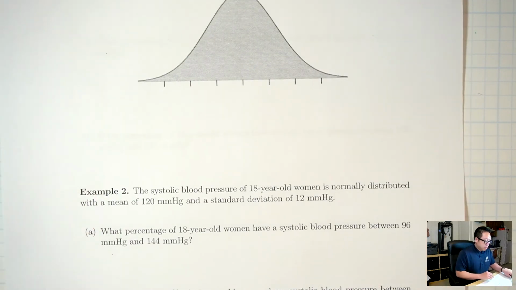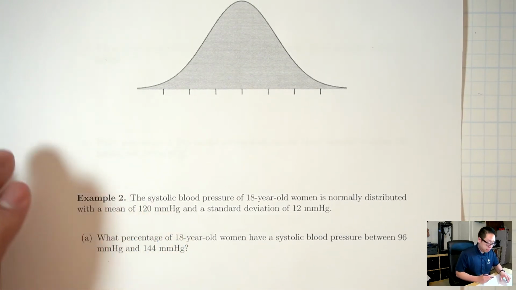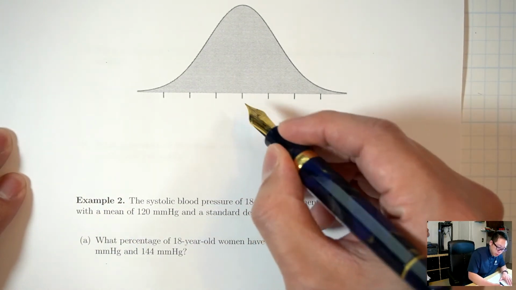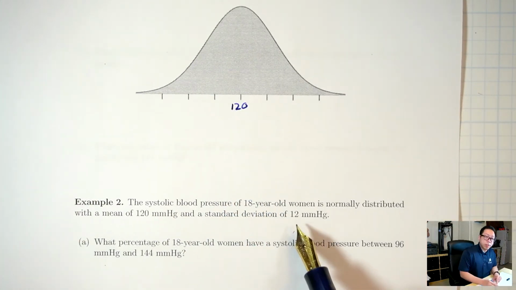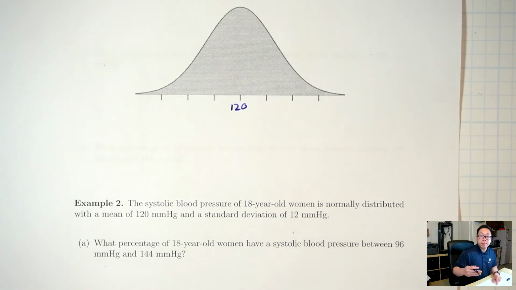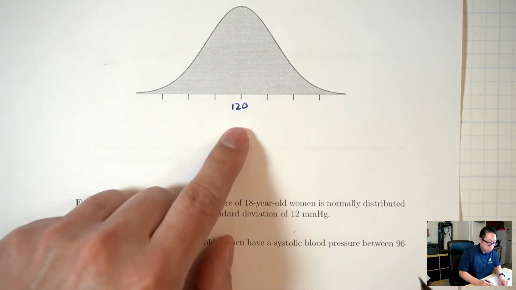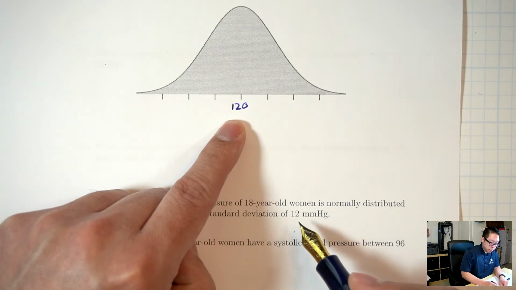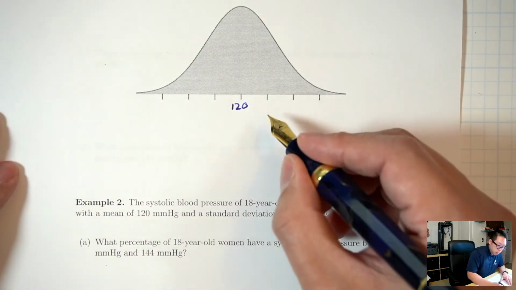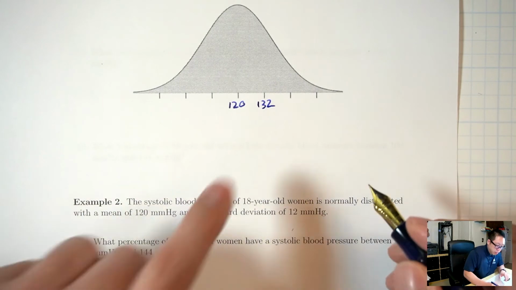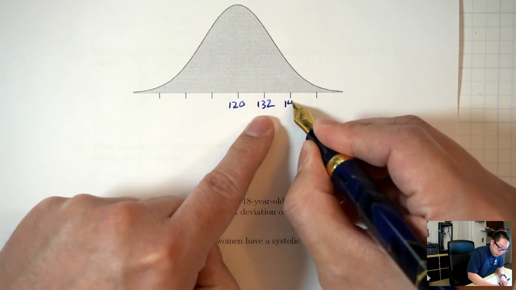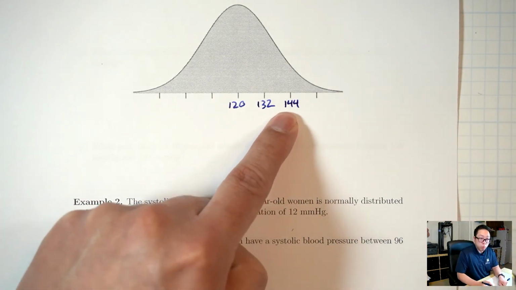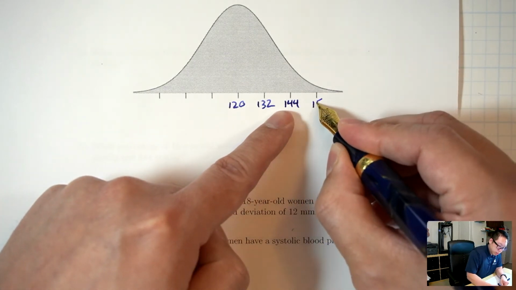Okay, so I'm going to label this picture. We're going to put the mean in the middle. So the mean here is 120. In the middle will be right here. And then we're going to use the standard deviation to go up, okay, 3 times. So 120 plus the standard deviation. So 120 plus 12 is 132. Plus 12 again is 144. Plus 12 one more time is 156.